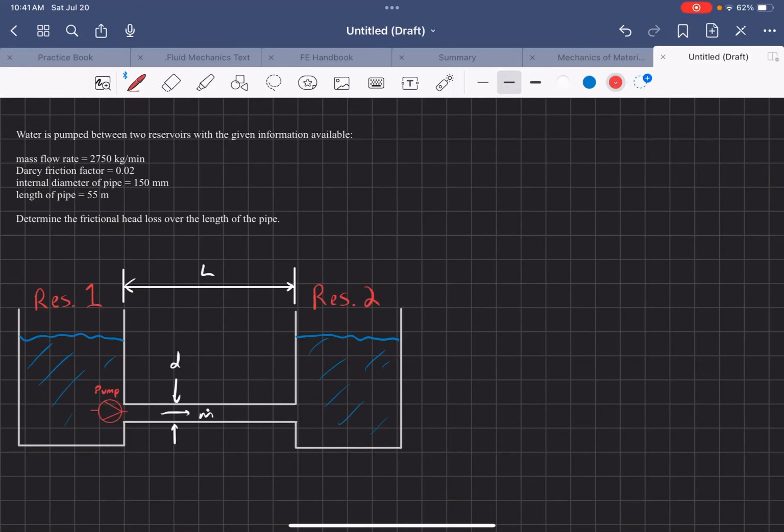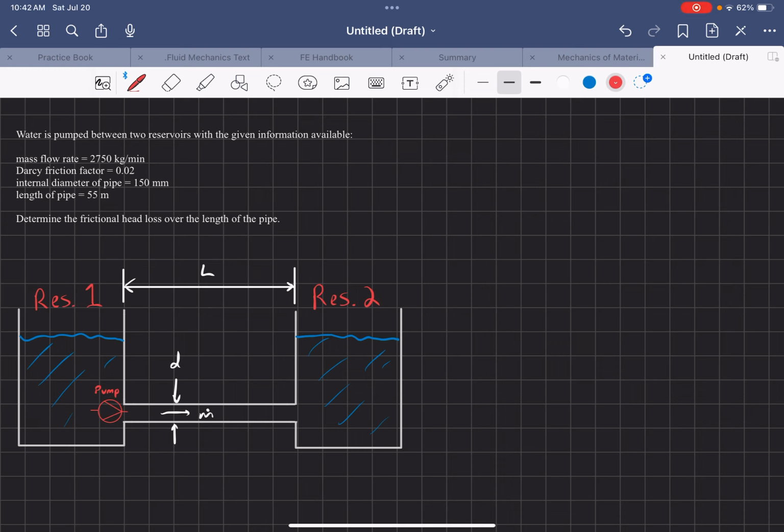Alright, so in this problem, we are told that water is being pumped between two reservoirs with the given information: a mass flow rate of 2750 kilograms per minute, a Darcy friction factor of 0.02 in the pipe, an internal diameter of 150 millimeters, and the length of the pipe, which is 55 meters. We are asked to determine the frictional head loss over the length of the pipe.